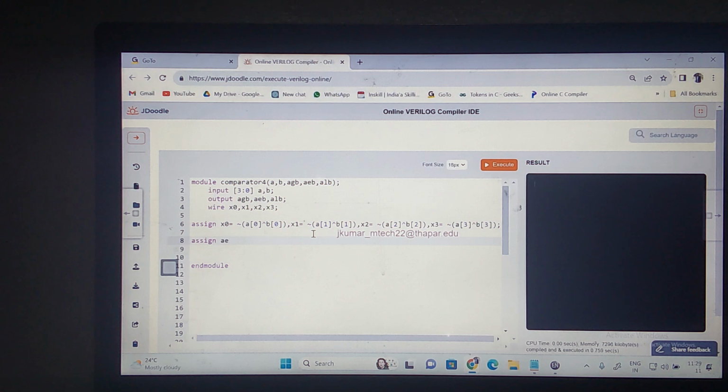Now I need to write it for A equal to B. Assign A equal to B. What is A equal to B? X3 and X2 and X1 and X0. This is A equal to B. Again, assign A greater than B.